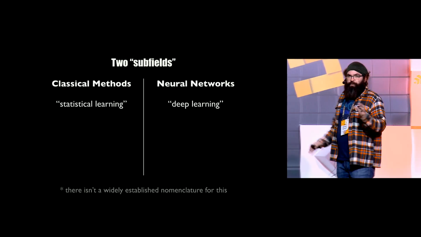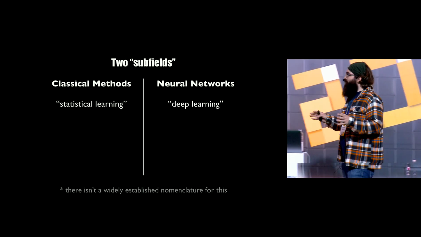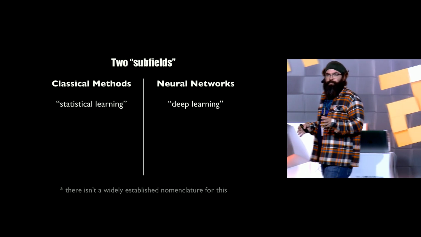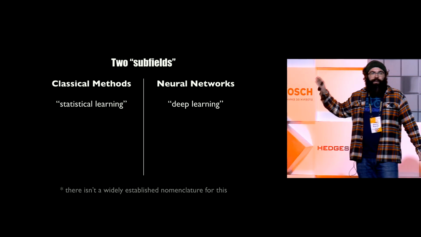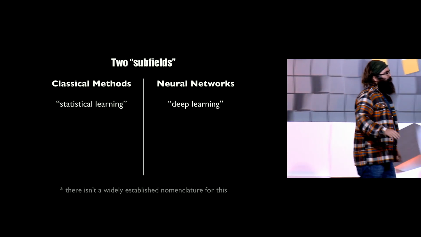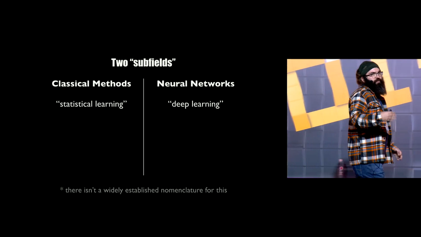And if you look at the field today, you can split it into subfields, if you will. One is neural networks, also called deep learning, and the other is everything else. I'm going to refer to it as classical methods or statistical learning. And I'm going to try to cover both today.